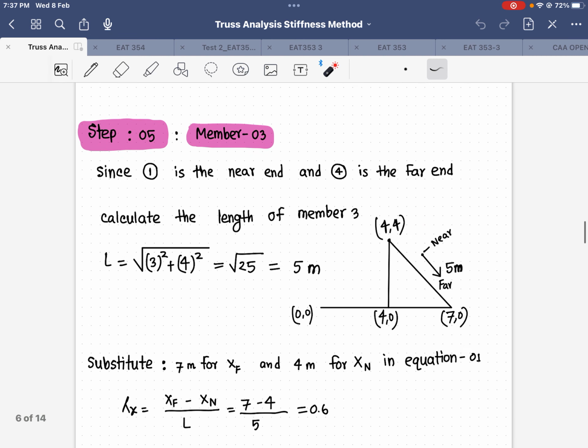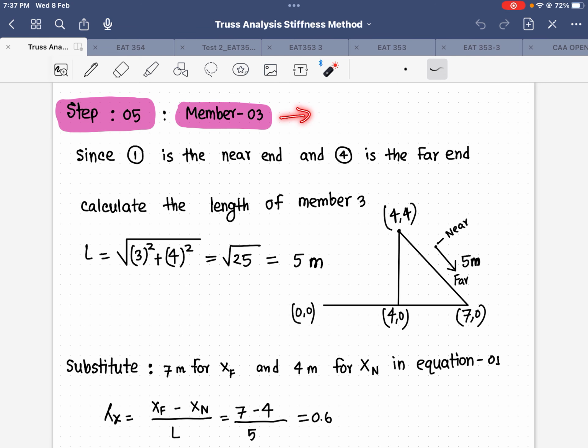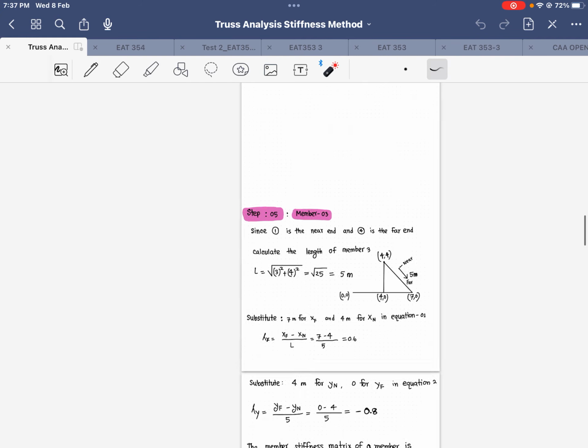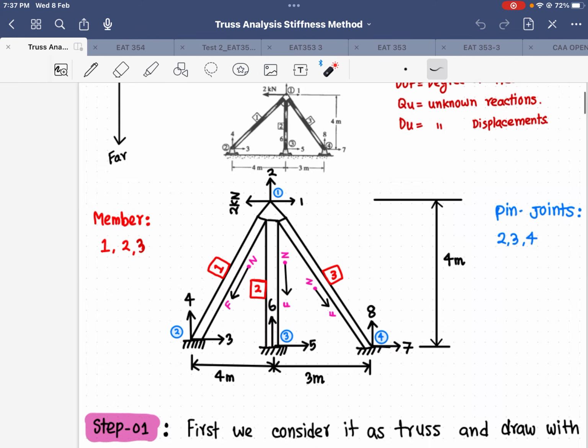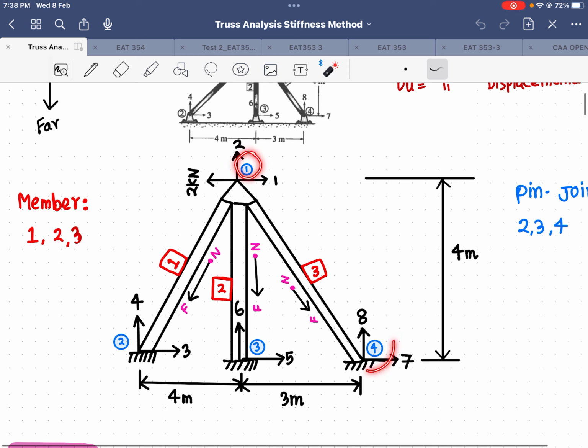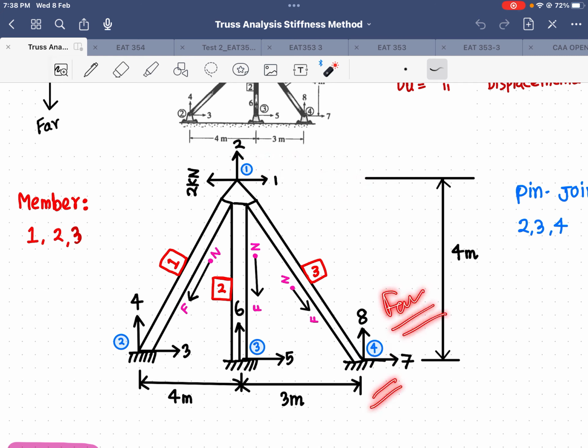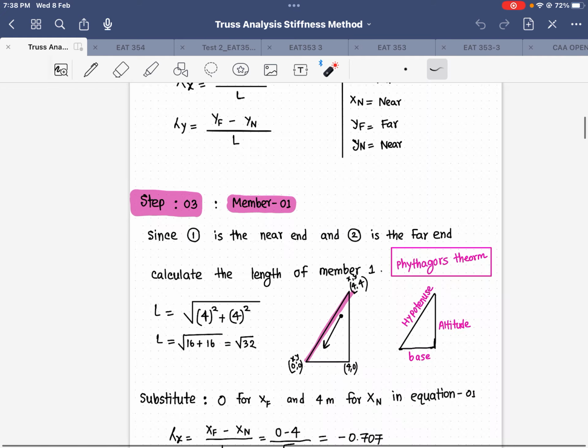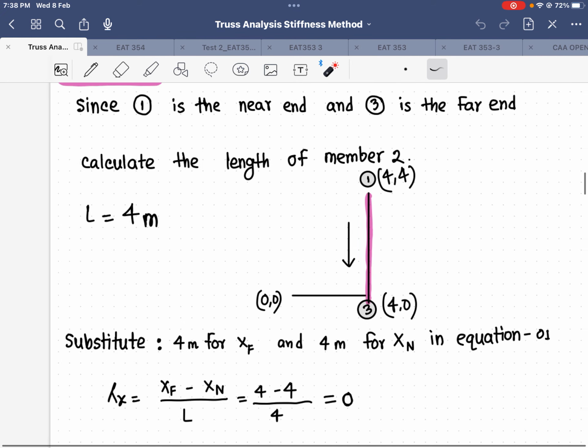And then we have member 3. In member 3 you can see that 1 is the near end and 4 is the far end. How do I get it? If we go there you can see 1 and 4, right? Joint number 1 is the near end, and joint number 4 is the far end. So we have x is 1, 2 as near y, so 7 and 8.